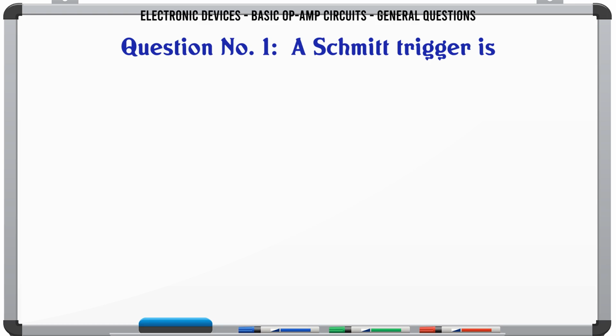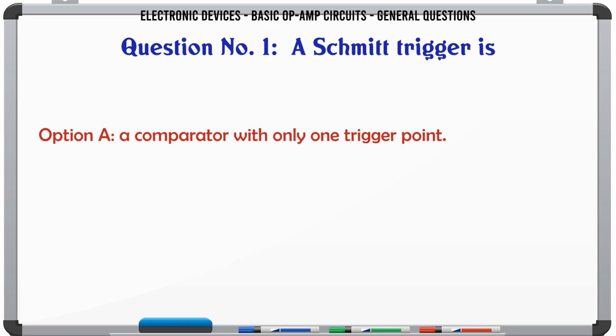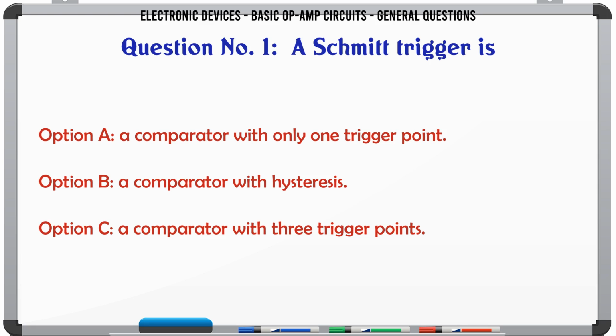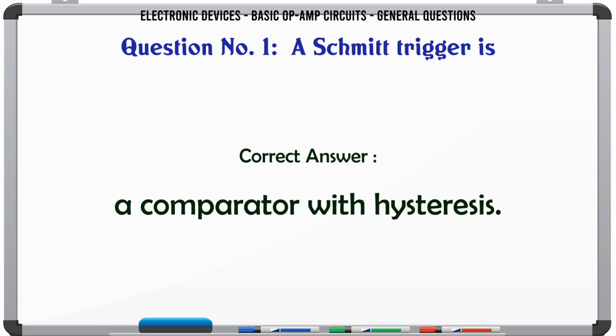A Schmitt trigger is: A. A comparator with only one trigger point. B. A comparator with hysteresis. C. A comparator with 3 trigger points. D. None of the above. The correct answer is a comparator with hysteresis.